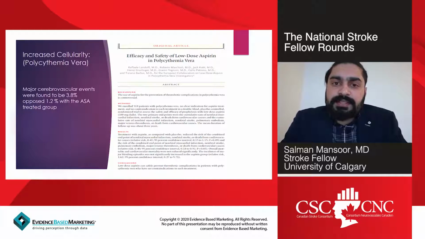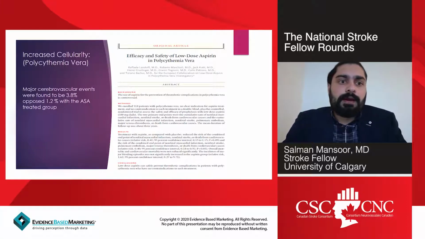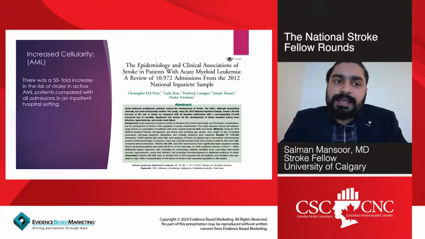There was an interesting article which was looking at the efficacy and safety of low-dose aspirin in polycythemia vera. And it found out that the major risk of cerebrovascular events was around 3.8% in people who were not taking any antiplatelets, as opposed to 1.2% who were on antiplatelets. However, I quoted this reference just to get a sense of incidence in polycythemia vera due to increased cellularity. The same mechanism also applies in AML.